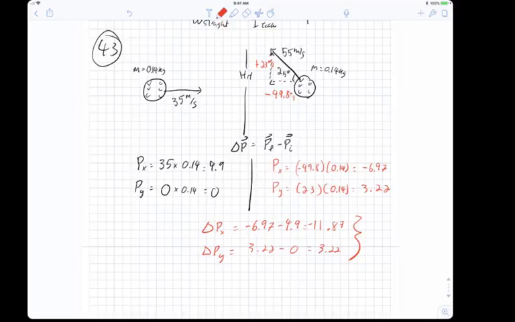A 1-gram bullet is fired into a 10-kilogram block of wood at rest on a wooden table. The block with the bullet embedded slides 5 centimeters across the table. What was the speed of the bullet?